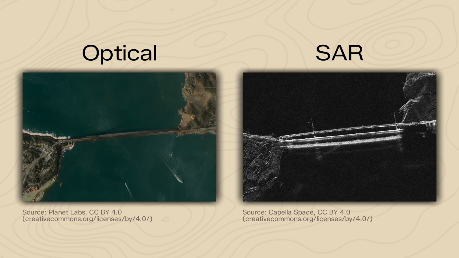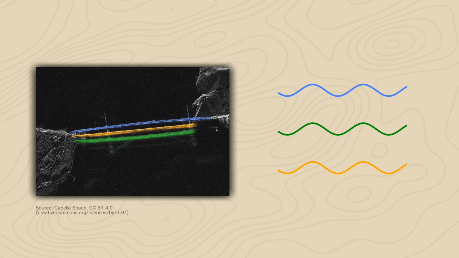Compared to the optical image, the SAR image looks pretty weird. For example, we see 3 distinct bridge reflections, and the 2 additional reflections don't seem to be shadows because they're very bright. Actually, every such weirdness in the SAR image has a physical interpretation behind it.